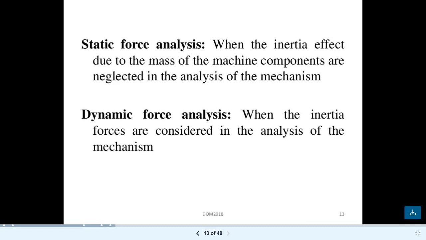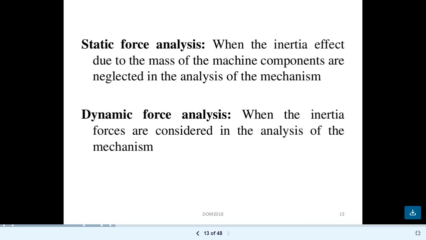This force analysis can be classified into two categories. First one is the static force analysis. Next one is the dynamic force analysis. What is meant by static force analysis? It is when the inertia effect due to the mass of the machine parts is neglected in the analysis of the mechanism.